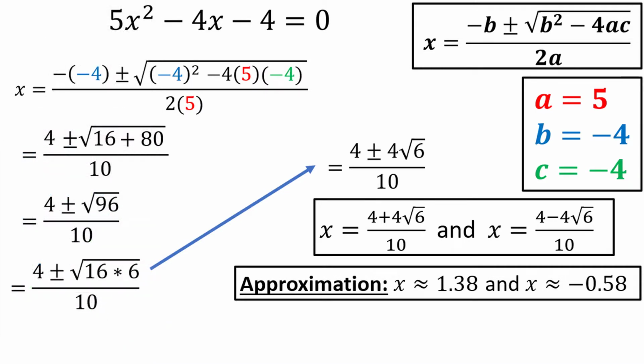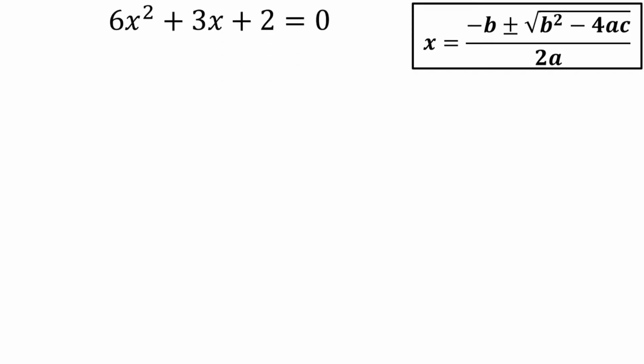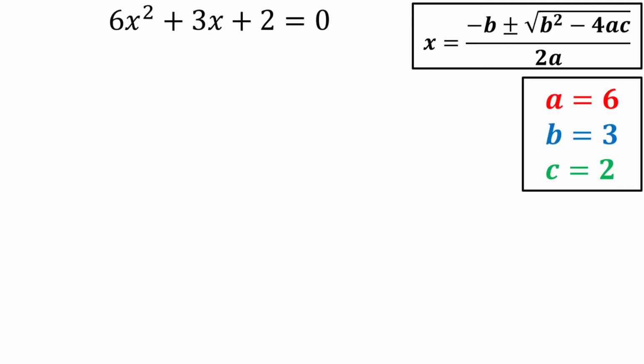Typically, you would leave your answer in exact form as 4 plus 4 square root 6 over 10 and 4 minus 4 square root 6 over 10, unless you were asked to approximate. Okay, let's try one more problem. We have 6x squared plus 3x plus 2 is equal to 0. A is equal to 6, B is equal to 3, and C is equal to 2.